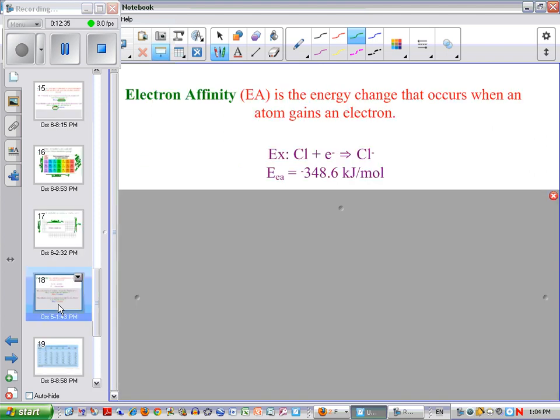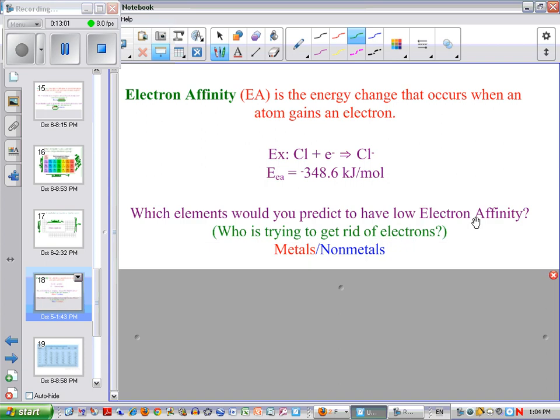Electron affinity, EA. This is the energy change that occurs when an atom gains electrons. So it's gaining an electron, it becomes a negative anion, right? This is the exact opposite of ionization energy. Ionization energy is how hard it was for me to steal an electron. Electron affinity is like, hey, you want to buy this? How much would you pay me for this electron? Kind of thing.